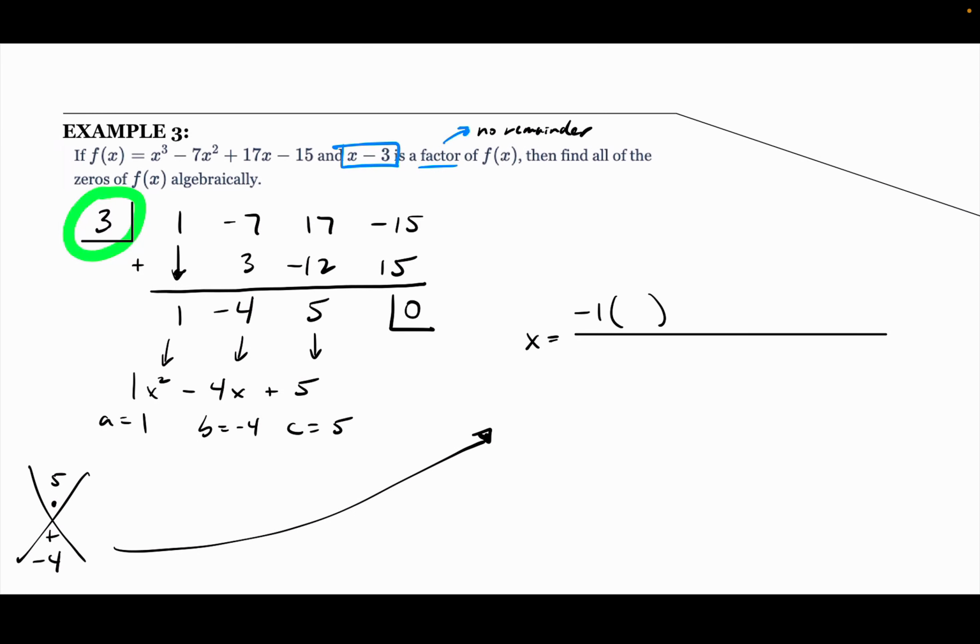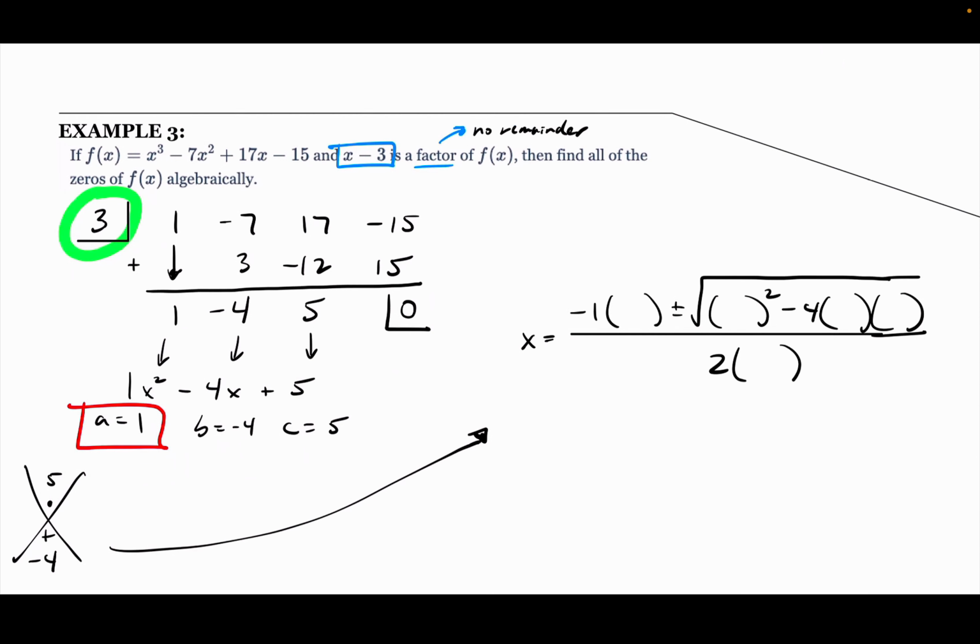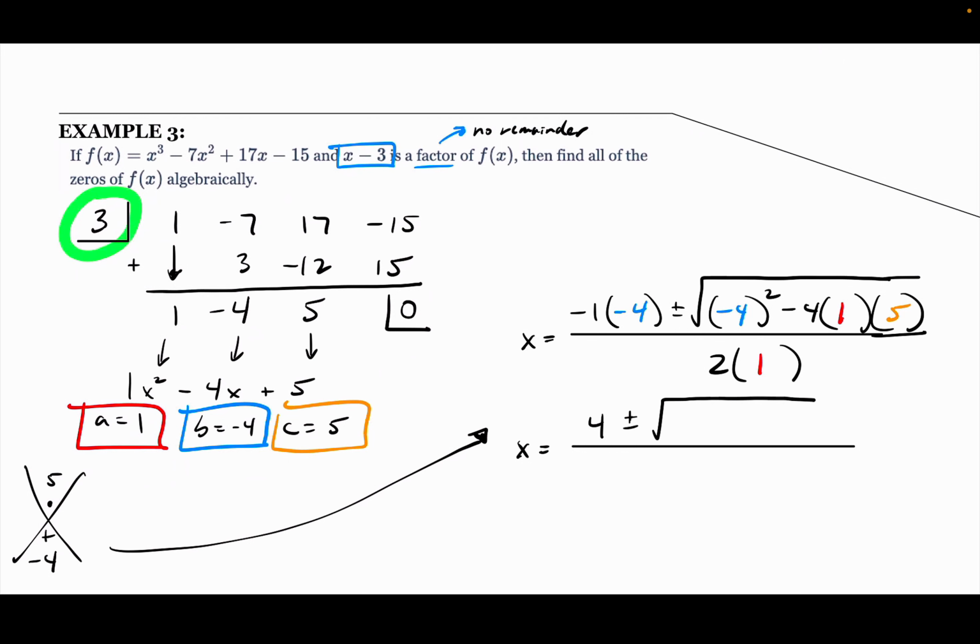So negative 1 parentheses, plus or minus square root, parentheses squared minus 4 parentheses, over 2 times parentheses. A goes by the 4 and by the 2. B goes in the first 2 spots, and C goes in the one that's left over. Okay, multiply. Negative 4 times negative 1 makes positive 4. Negative 4 squared is 16. Minus 4 times 1 times 5 is 20. 2 times 1 is 2.